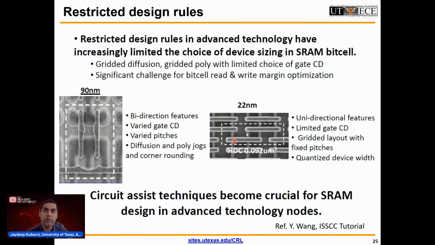If you fast forward to the 22 nanometer technology node, this is again a snapshot from an Intel FinFET SRAM bit cell, which is a high density bit cell having every device with only a single fin. The key differences you will notice are that this is a unidirectional feature, meaning all poly lines or all gate electrodes are oriented in one direction. There is a limited gate CD. The critical dimension of the gate electrode is very limited, as opposed to being variable in the previous approaches.